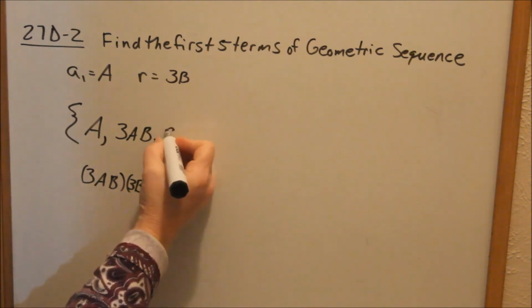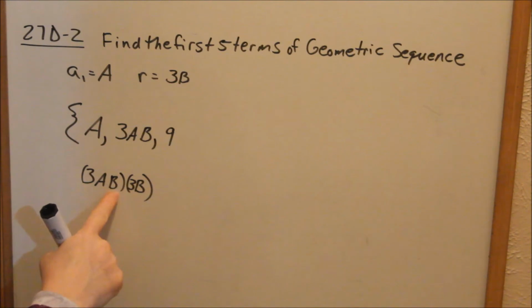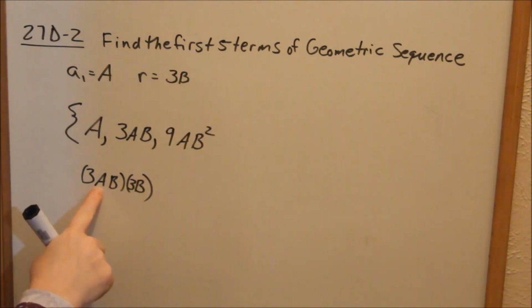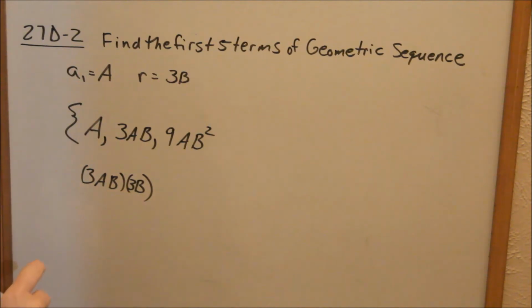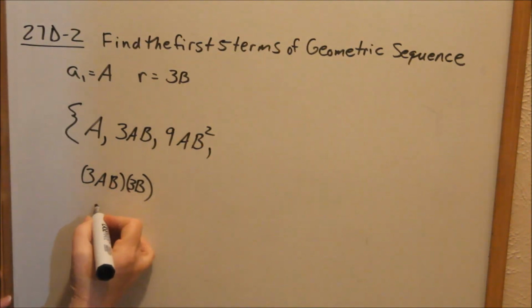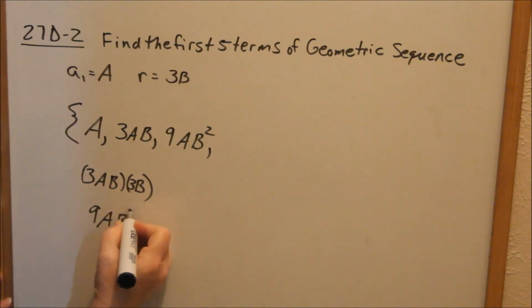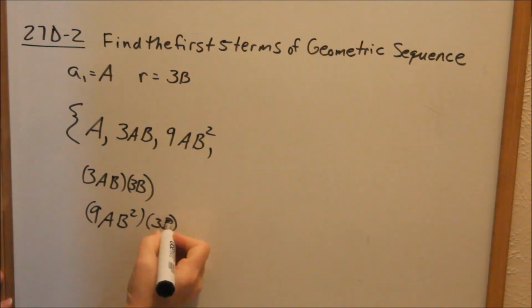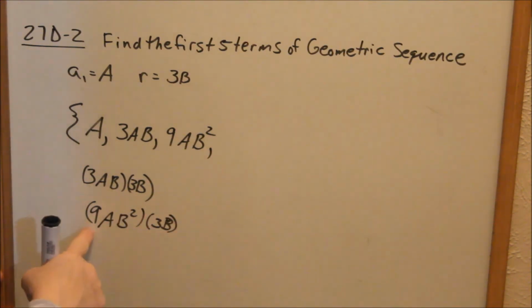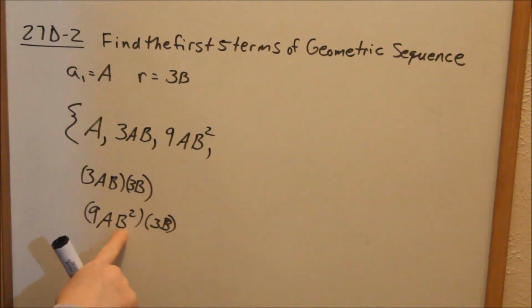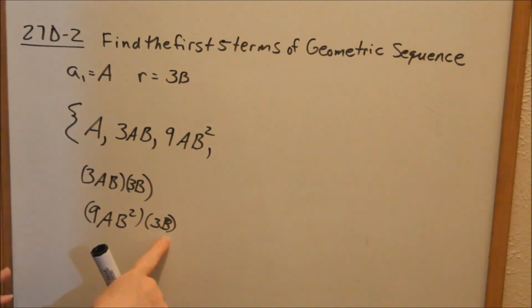Multiplying your numbers, 9ab squared. Nothing to multiply the a to, and b times b, b squared. Numbers to numbers, letters to letters. Now take your 9ab squared, and multiplying by 3b. You can rearrange everything to where you're multiplying your numbers together. 9 times 3 is 27. No a's to multiply together. b squared times b, b cubed.